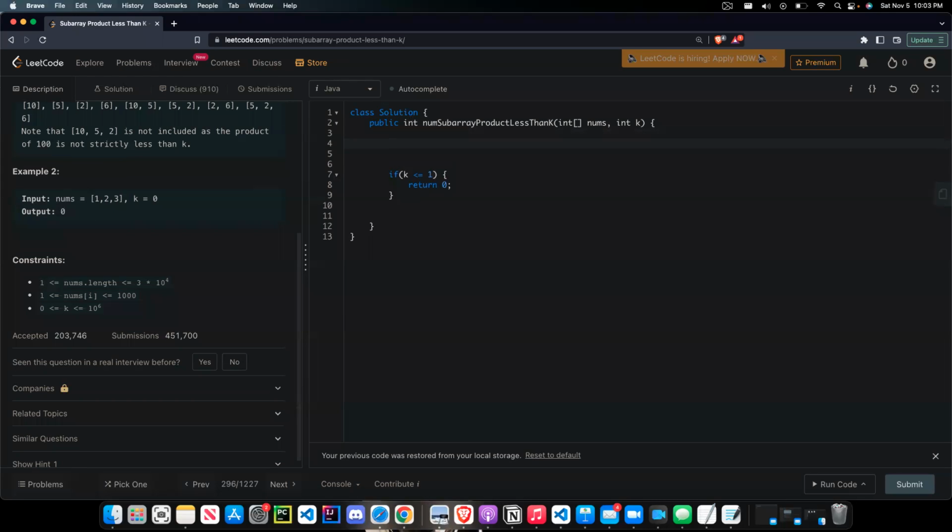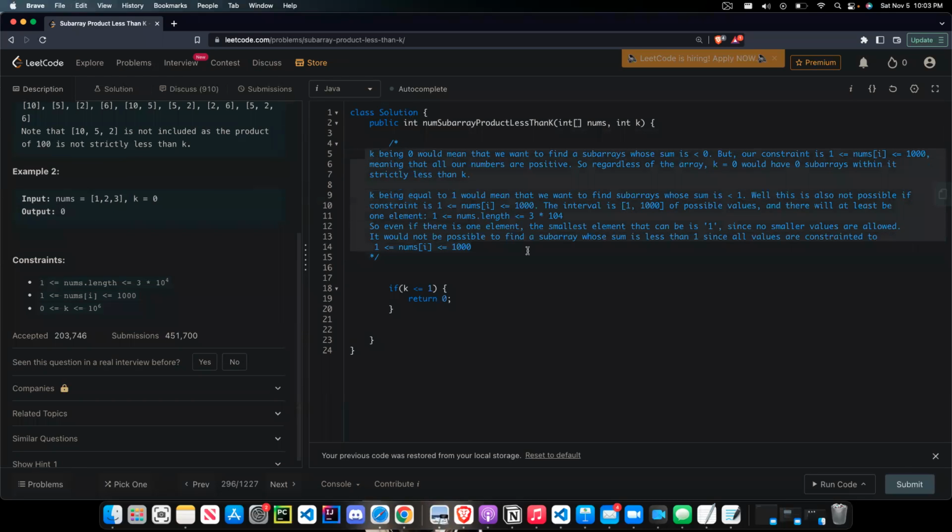I have summarized this in this paragraph here if you would like to look at the reasoning. k being 0 would mean that we find a subarray whose product is less than 0, but the constraint is that all the numbers cannot be less than 0. They have to be 1 or greater, meaning that all our numbers are positive. So regardless, if they say k is 0, you can't find a subarray whose product is less than 0. 0 subarrays would be the answer here. And then, of course, the same thing with 1. It's not possible given this constraint.